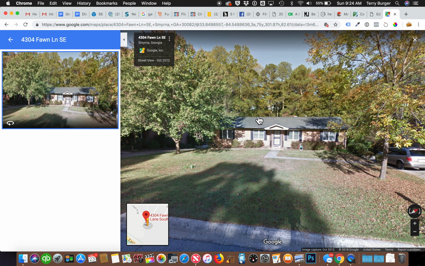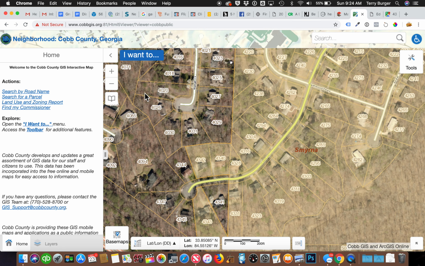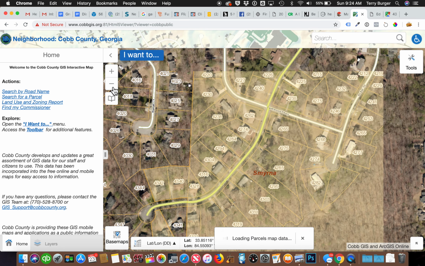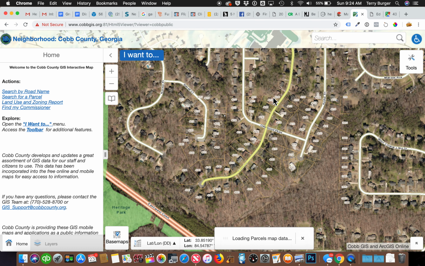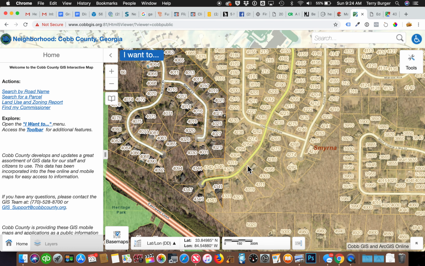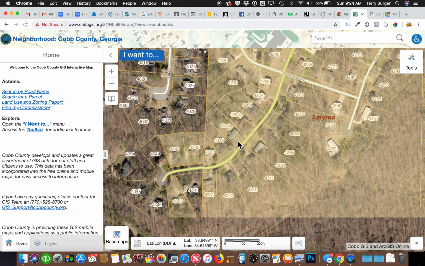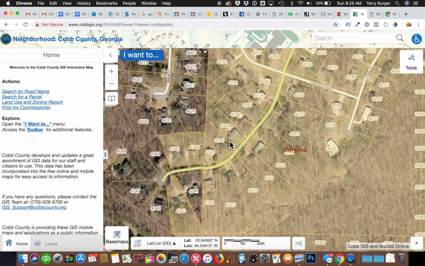And I'm using some tools, of course: Google Street View and our GIS map. Most markets will have publicly available GIS maps that can be used for various purposes, from looking at flood zones to looking at tax data and information. It just depends on the area of the country and how robust your GIS is. So we can use that. The city has everything mapped out here. 4304, you can see it's just a normal lot, and it looks like it's in the city limits of Smyrna based on that yellow shading.